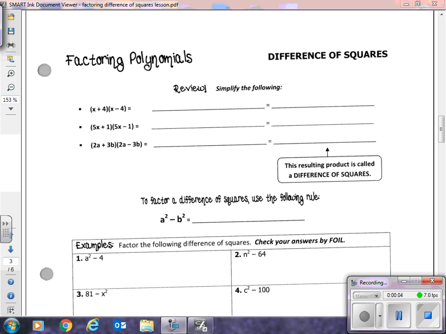This video is going to walk you through and talk you through how to factor a difference of squares. It is another type of factoring, and you will notice that all of your answers will start off as a binomial instead of a trinomial, and from there you will have to factor accordingly.